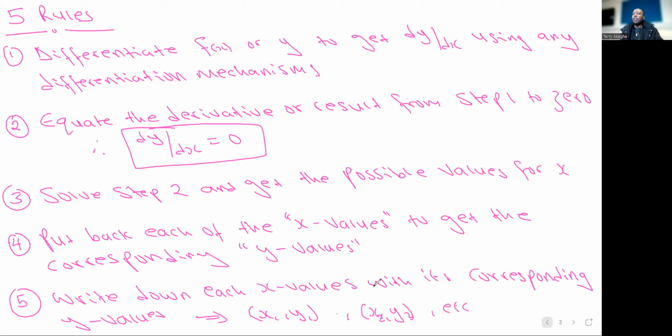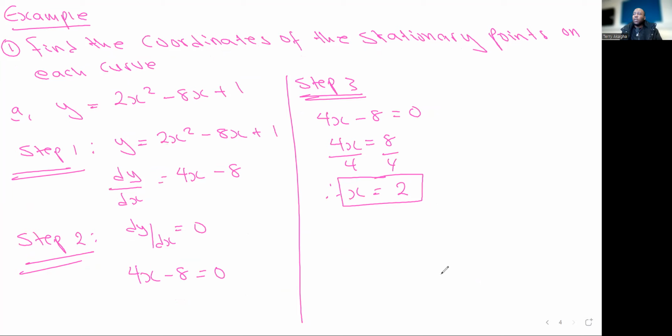Now, the second part is that because we're looking for a stationary point, a coordinate, you need to have an x and a y. So to get a y, we have to put back the x value into the original equation to get the corresponding y. So we have to put back each of the x values, I forgot to add, into the original equation, the question you were given, to get the corresponding y value. So the step 4, the original equation we had was y is equal to 2x squared minus 8x plus 1.